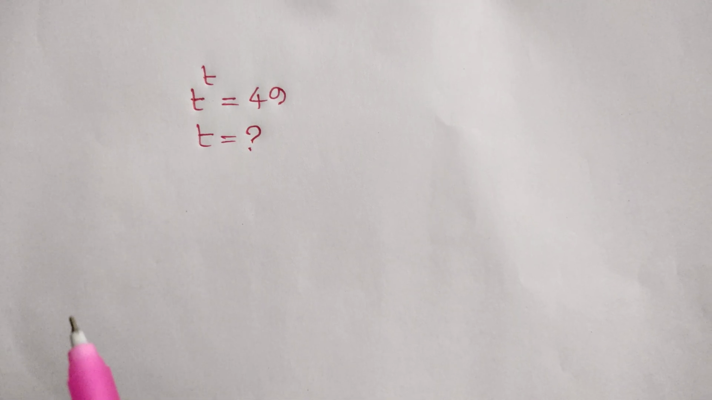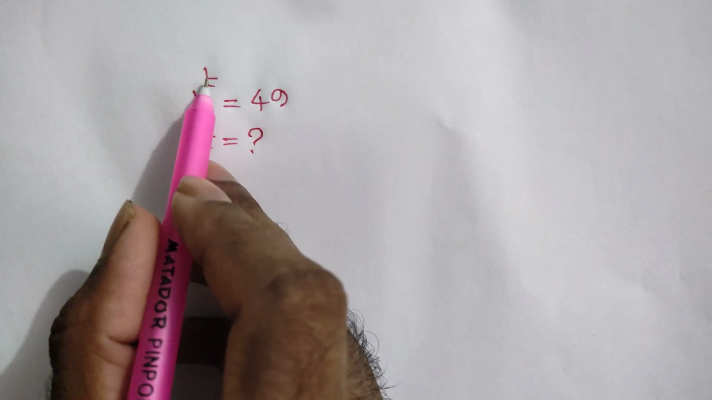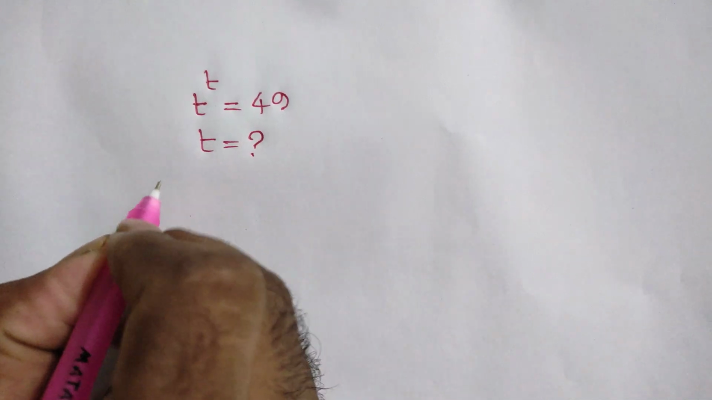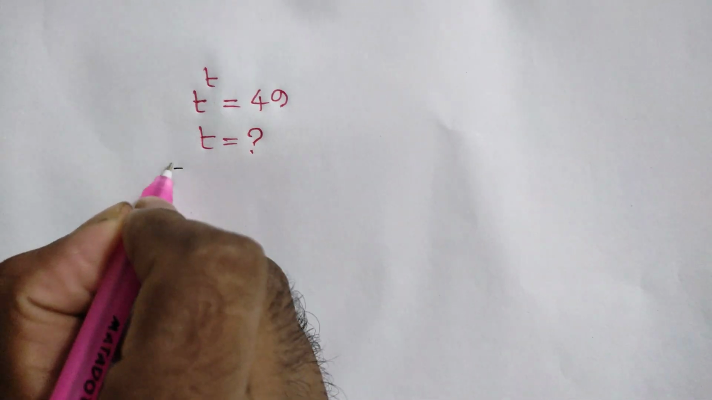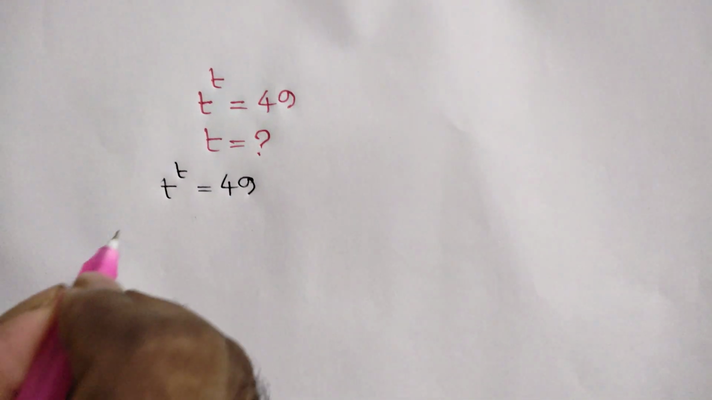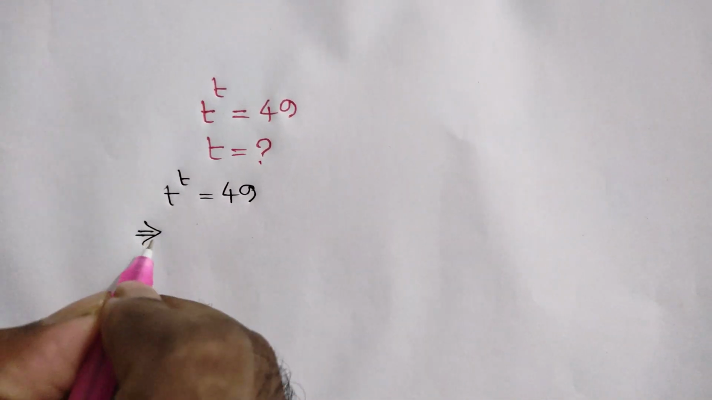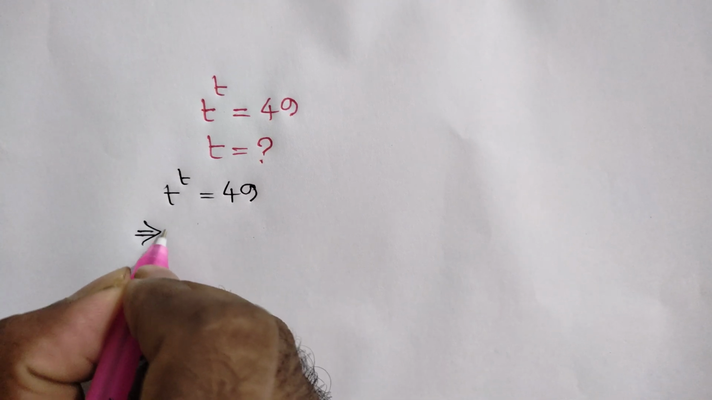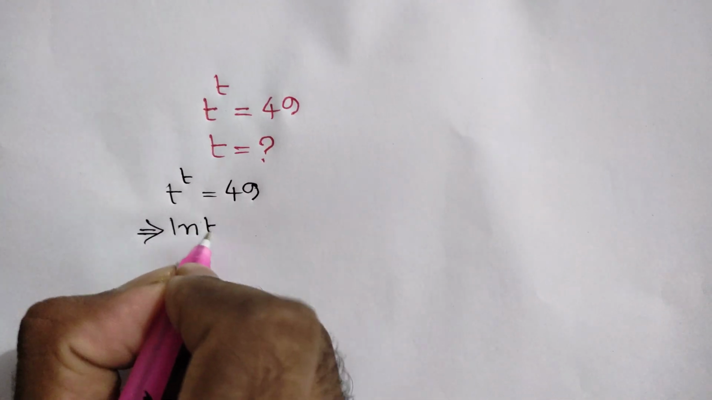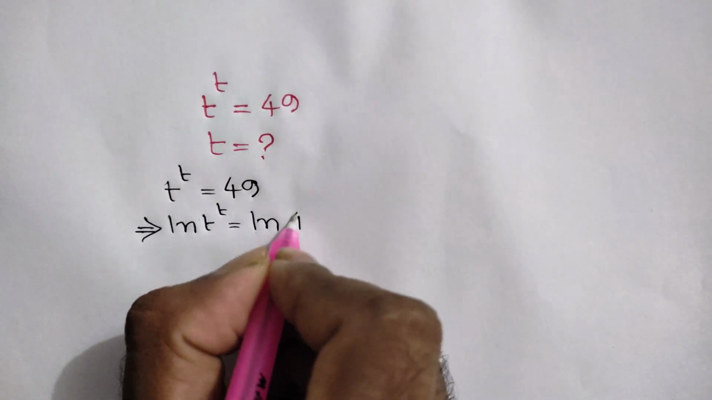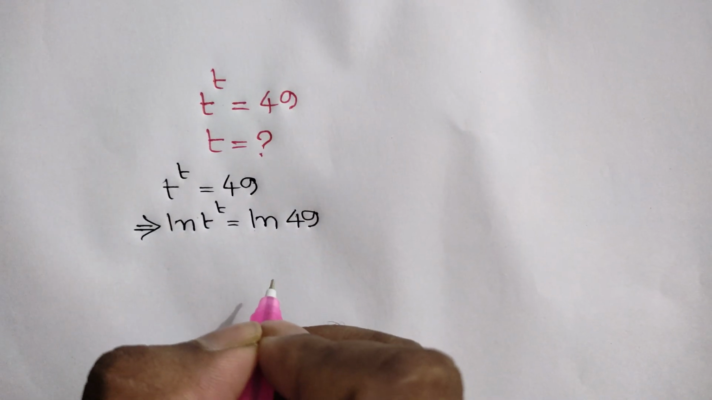In this video I am going to show how to find the value of t where t to the power t is equal to 49. The question has given t to the power t is equal to 49, or taking ln on both sides we can write here ln of t to the power t is equal to ln of 49.